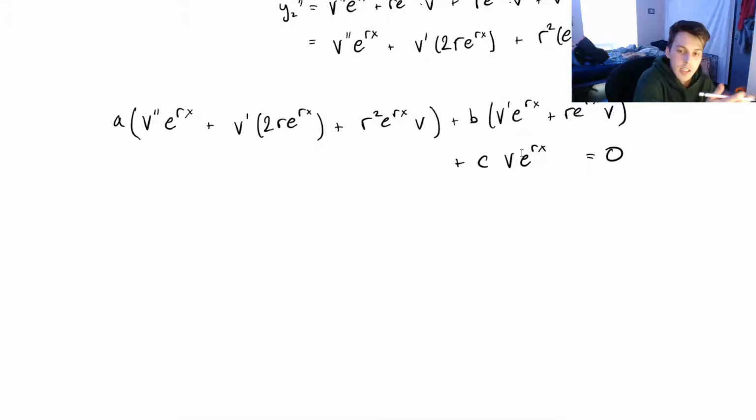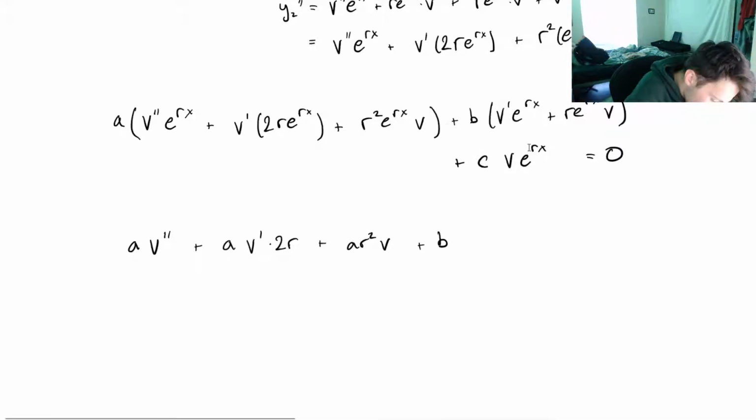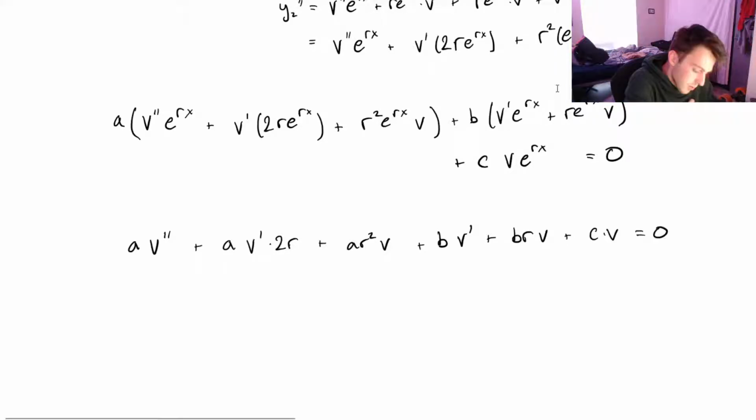So essentially we can kind of ignore it, or you can think of it as canceling out, but just know that we're really just factoring it out. So to simplify this, we're going to get a times v double prime plus a times v prime times 2r plus a r squared times v plus b v prime plus b r times v plus c times v, and this equals 0.